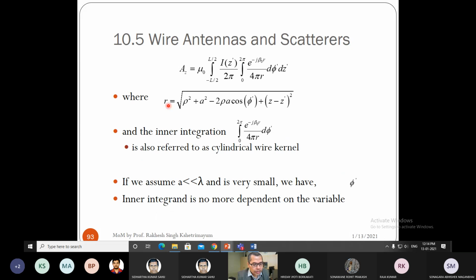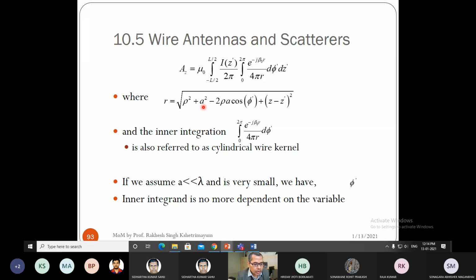The distance between the source and the observation point is the square root of rho squared plus A squared minus 2 rho A cos of phi dash. Phi will become 0 now, plus (z minus z dash) whole squared. Then I have told you about the thin wire approximation, where the radius of the wire is very small. In that case, all the terms which are dependent on A. A is the radius of the wire.